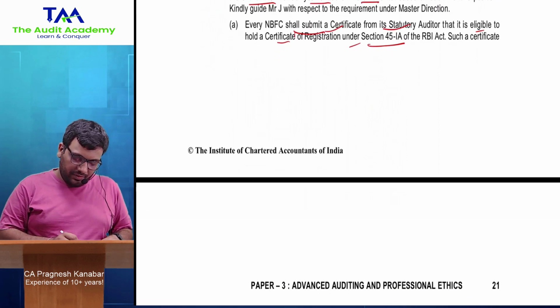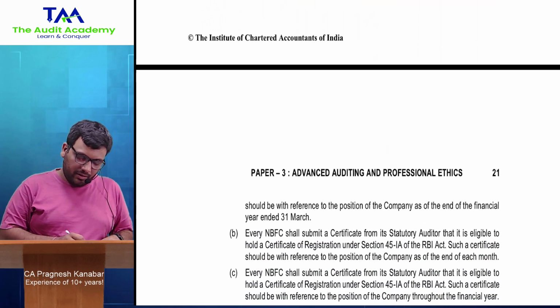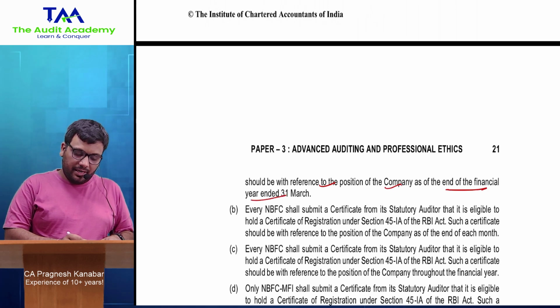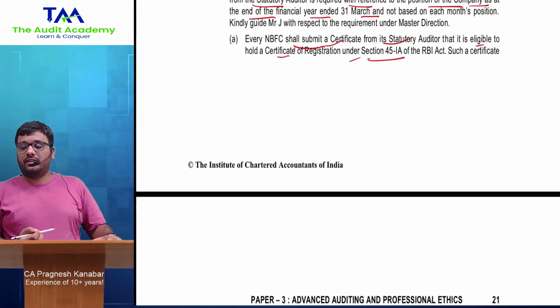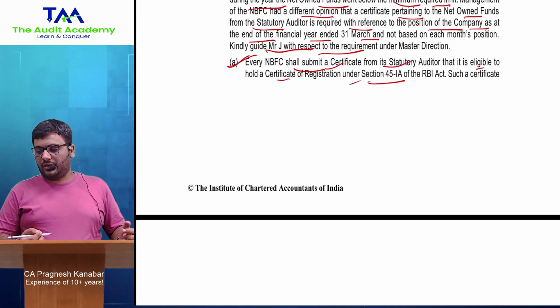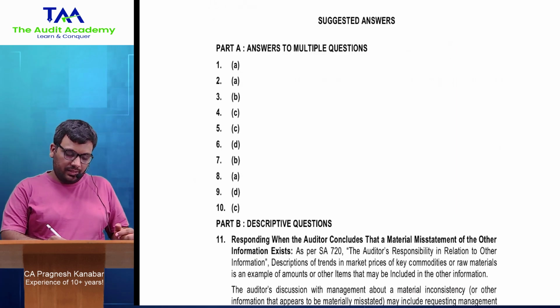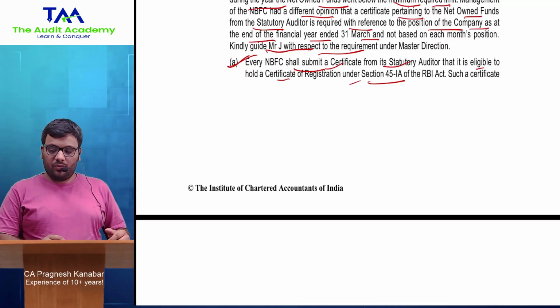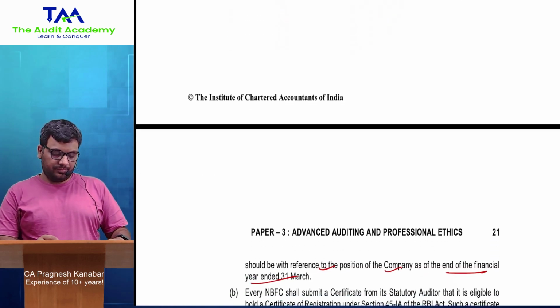Such a certificate should be with reference to the position of the company as at the end of the financial year, 31st March. This is the perfect option. Kindly guide Mr. J with respect to the requirement under master direction. Actually, this is the requirement which is given under RBI circular. All right. So as you can see, the first answer also over here, they have given question number 1, A, as the answer. Now we are moving ahead in our discussion.